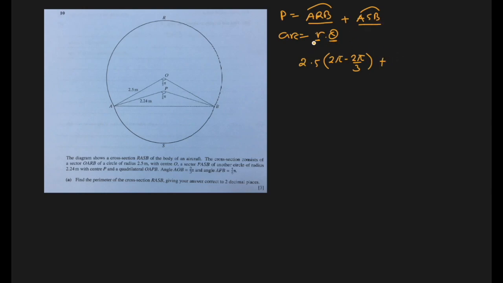Now for ASB, the radius is 2.24, and the angle will be 5/6 pi only, because the angle towards this arc is 5/6 pi. And that's it. If we put this in our calculator, I'll get my answer.